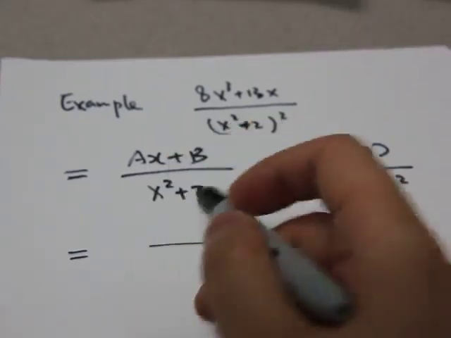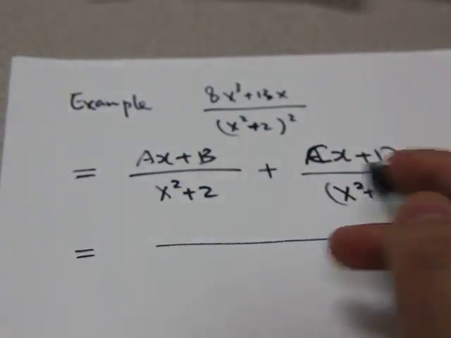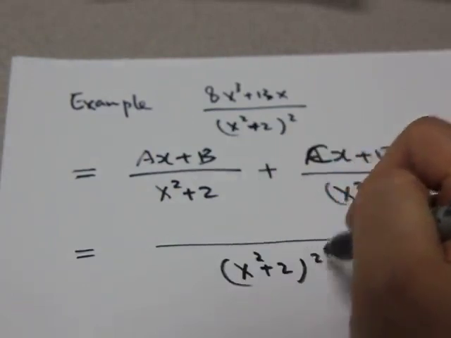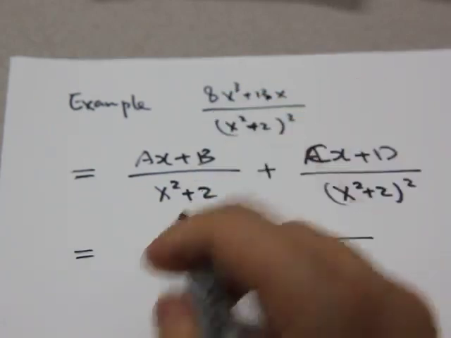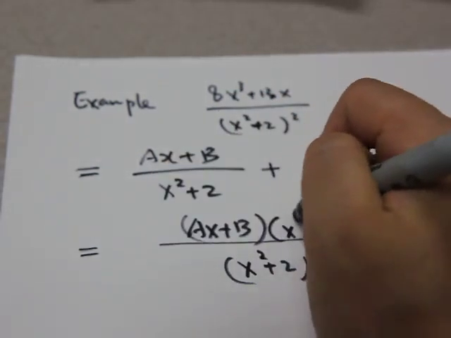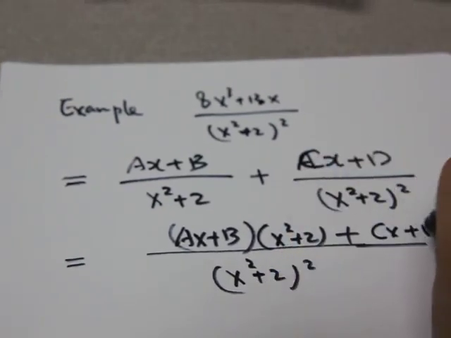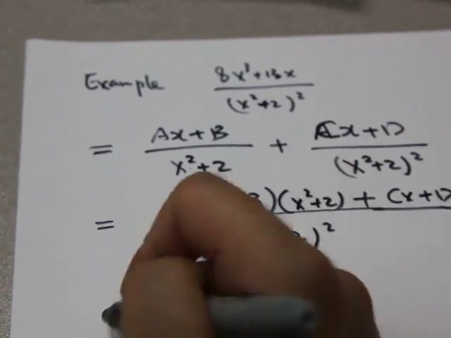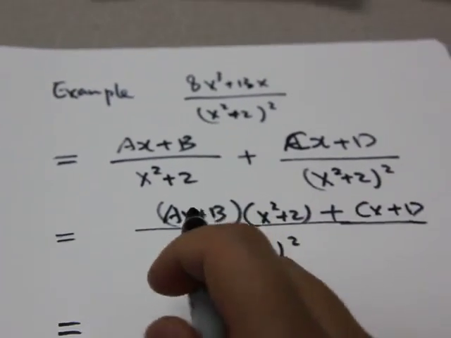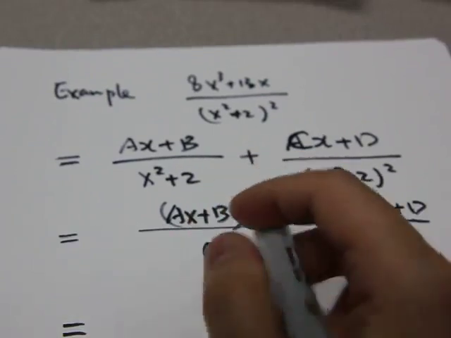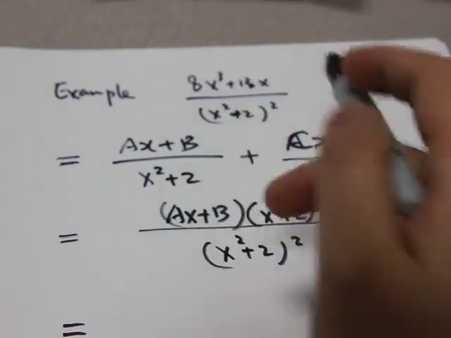So to combine them, we multiply the numerator and denominator of the first fraction by x squared plus 2, so we can make the denominator (x squared plus 2) squared. So I multiply ax plus b by x squared plus 2 and add cx plus d. Okay, then we simplify the numerator. Therefore, we can compare this numerator with 8x cubed plus 13x.